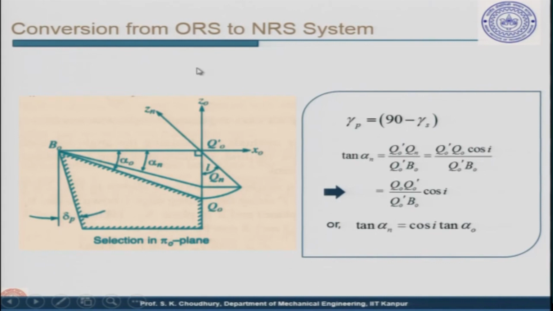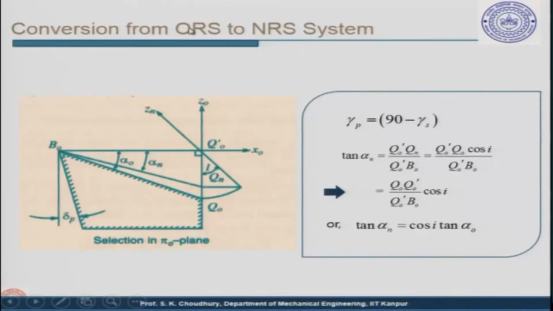Similarly, we can convert the ORS system to the NRS system, that is, the orthogonal rake system to the normal rake system. For that, there is an interesting phenomenon that we can use, because mostly it is the rake angle which is important. So, let us say that we will convert the rake angle, and other angles will follow. Since it is from ORS to NRS, we will take a section in the orthogonal plane.